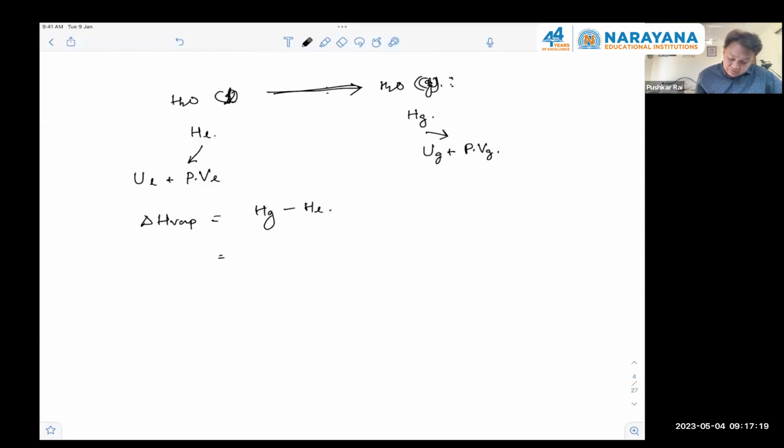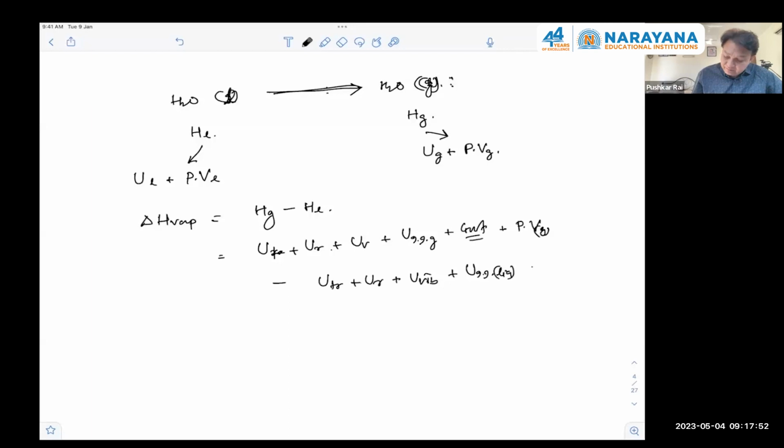Now, very interestingly, if I write H of gas, then all the terms: U translational plus U rotational plus U vibrational plus U intermolecular interaction of the gas plus constant energy plus P into V of gas, minus U translational plus U rotational plus U vibrational plus U intermolecular interaction of what? Liquid plus constant plus P into V of liquid. We can write it like this.